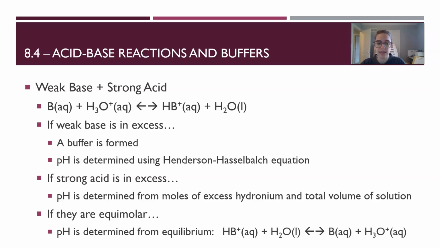Again, if the weak base is in excess, we form a buffer, so it's going to resist changes in pH, and we can use the Henderson-Hasselbalch equation to determine the pH. If the strong acid is in excess, so we have more of the hydronium ion available, then we're going to look at how much excess hydronium we have and the total volume of solution. So again, we're going to use stoichiometry to look at how much excess hydrogen we have and the total volume of solution to determine our concentration of excess acid, and then we can use that to determine our pH.